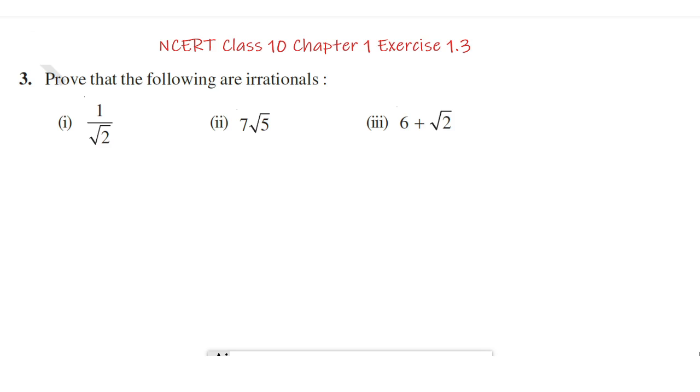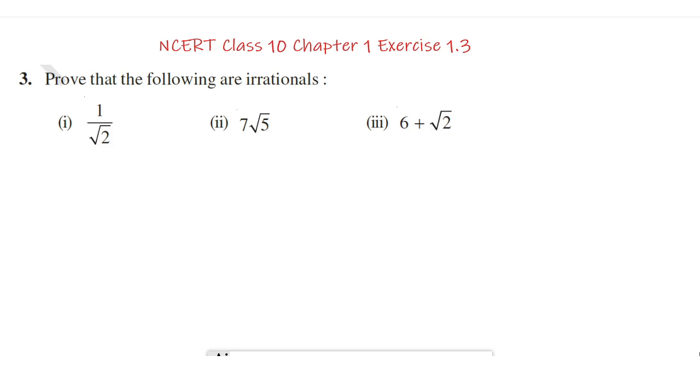We are going to solve NCERT class 10th chapter 1 exercise 1.3. Question number 3. Prove that following are irrational. Part 1: 1 upon root 2. Part 2: 7 root 5. Part 3: 6 plus root 2.